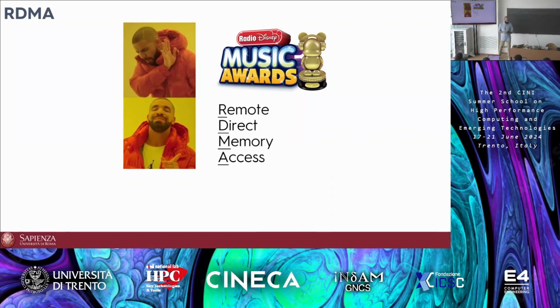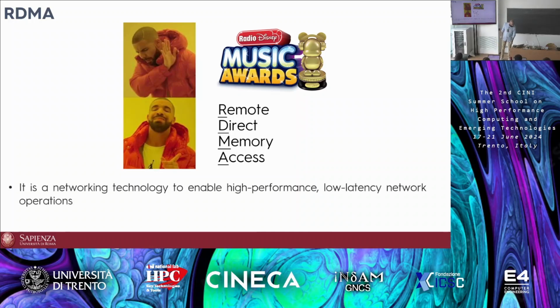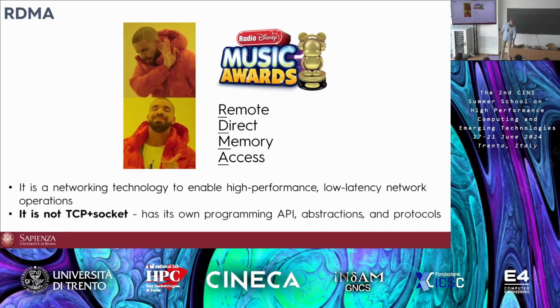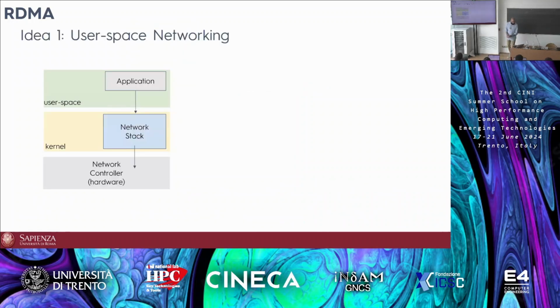Okay, the InfiniBand protocol. Again, this is not TCP plus sockets. They just put TCP in the bin and designed something from scratch to be more efficient and fast. So what do you typically have? It's based on two ideas. The first one is user space networking. Usually you have your application, you have your network stack that lives in the kernel, like your TCP/IP stack, and then you have your network controller.